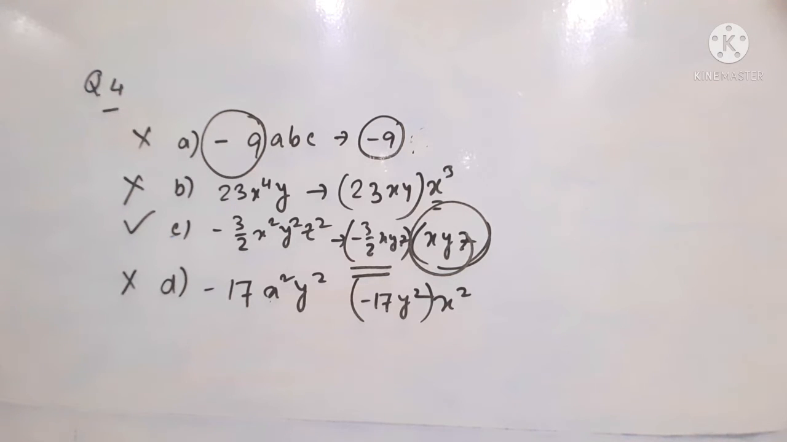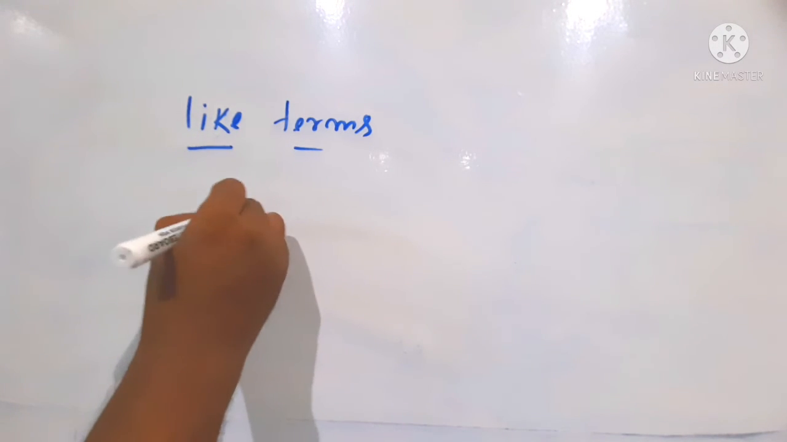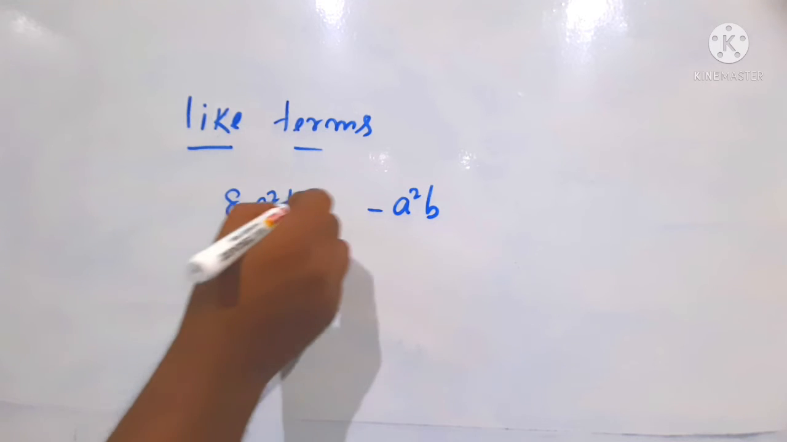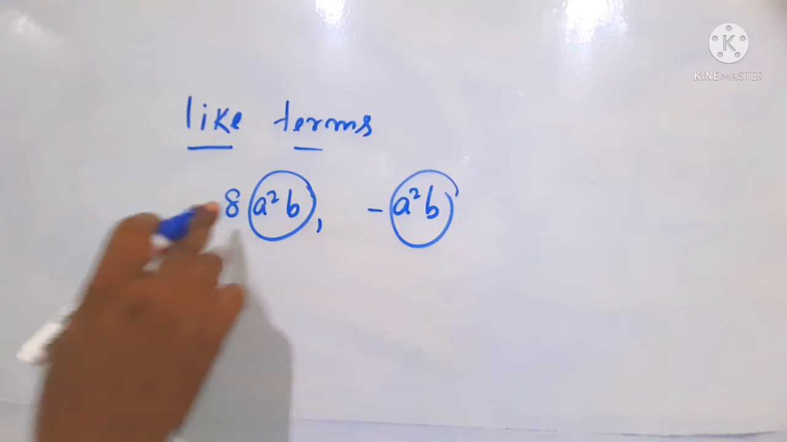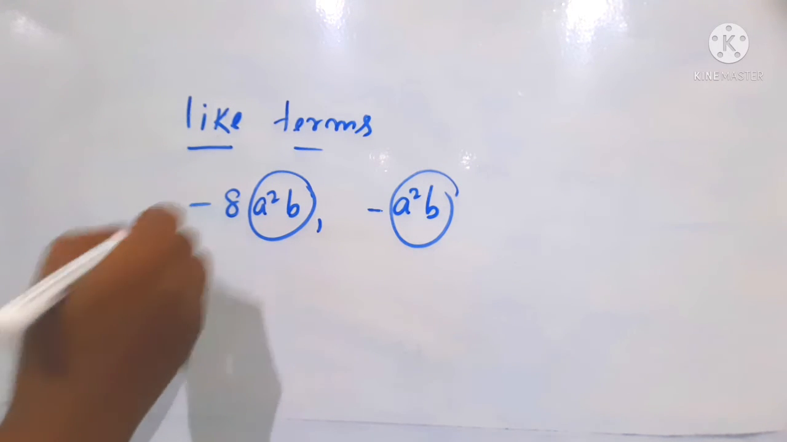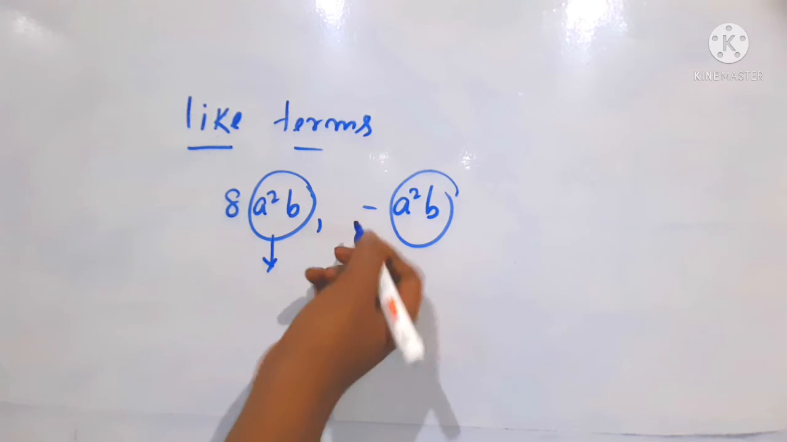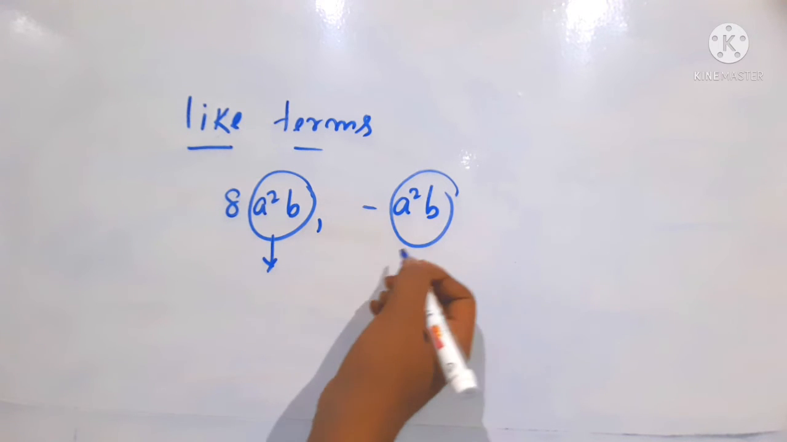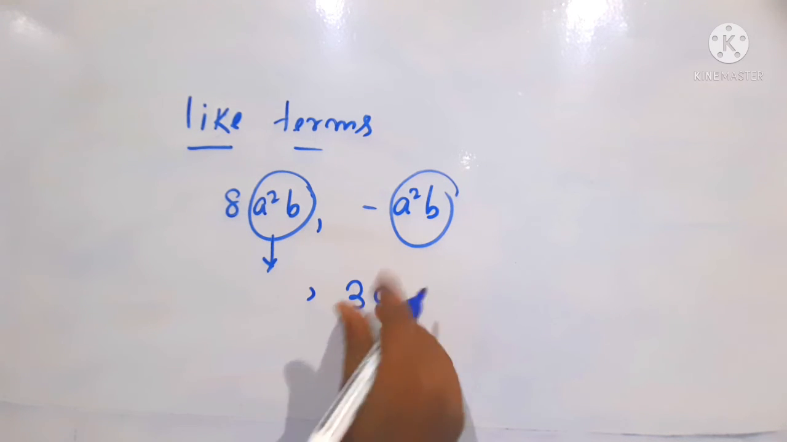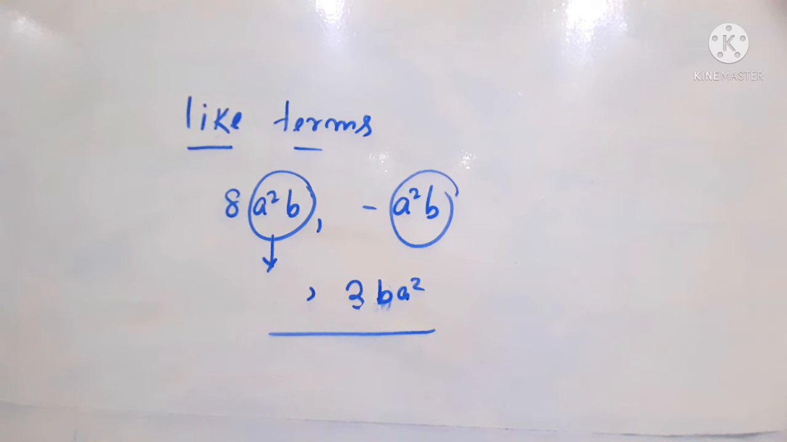Check it properly. Okay. In an algebraic expression, say this is written a square b, this is minus a square b. So check this, compare this, forget the numerical part, and also forget the sign. So this may be minus, this may be plus. Okay, no matter. So this is a square b and this is minus a square b, and another term may be written as 3ba square. So these all are like terms.